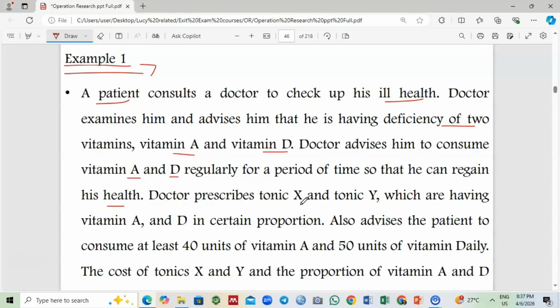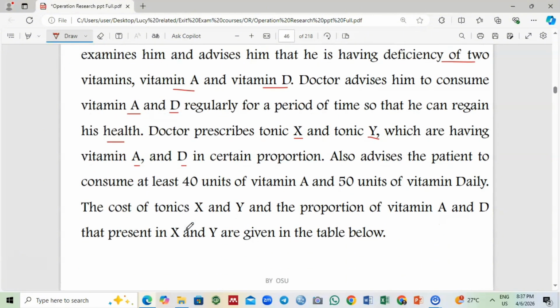Doctor prescribed tonic X and tonic Y which have vitamin A and vitamin D in a certain proportion. Tonic X and tonic Y are the source of vitamin A and vitamin D. Also, advise the patient to consume at least 40 units of vitamin A and 50 units of vitamin D daily. Guyyaa guyyaan at least. Yoo xiqqaate gaafa jennu greater than or equal to jechuudha, maaliif yoo guddate kana caaluu waan danda'uuf.